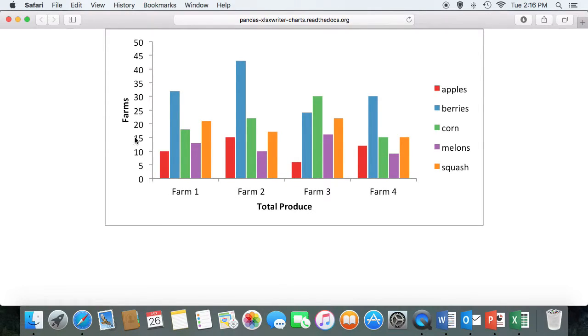The most important thing with a graph is to ensure that it's appropriately labelled. So the axis at the bottom, which is often referred to as the x-axis, often contains your categorical data. That is, farm 1, farm 2, farm 3 or farm 4. That organises your chart, whereas your continuous data, that is, the number of farms, is on the y-axis. Clearly labelling the graph is very important.